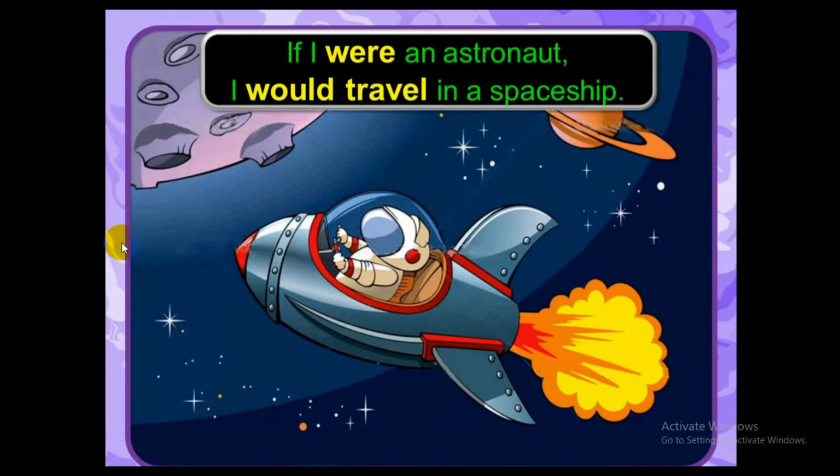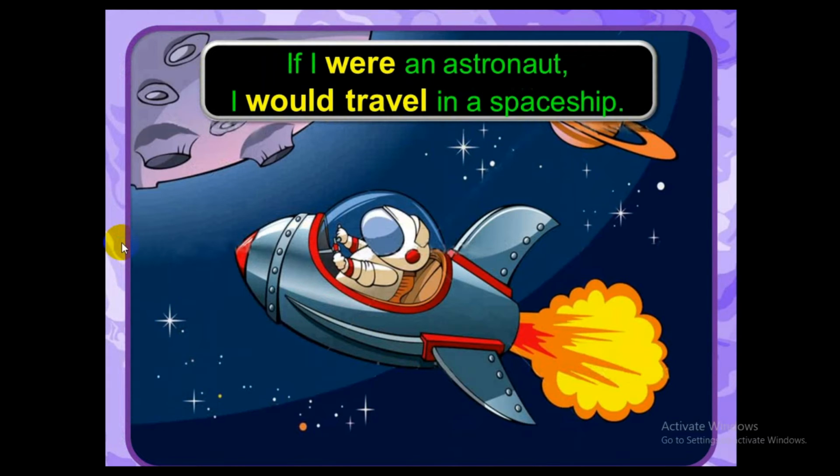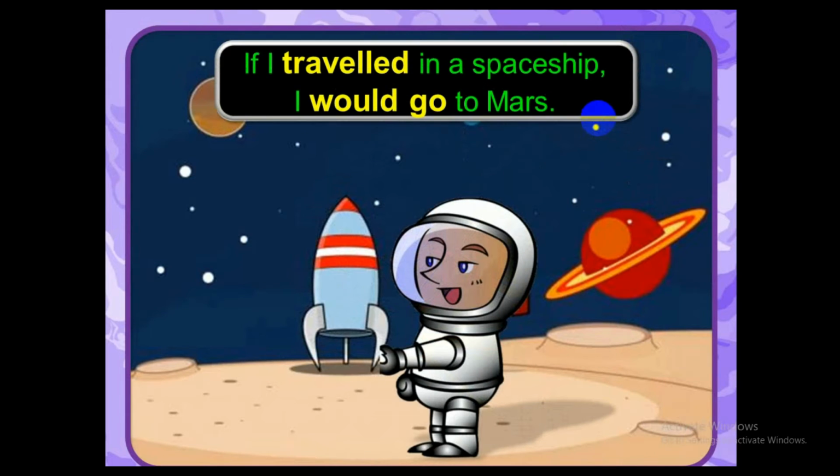Let's see another examples. Wow! If I were an astronaut, I would travel in a spaceship. Remember, it's an unreal situation. It's an imaginary situation. So we have to use the second if conditional. If I traveled in a spaceship, I would go to Mars.